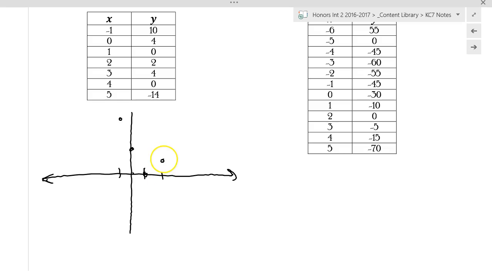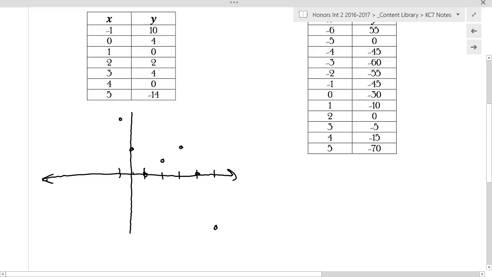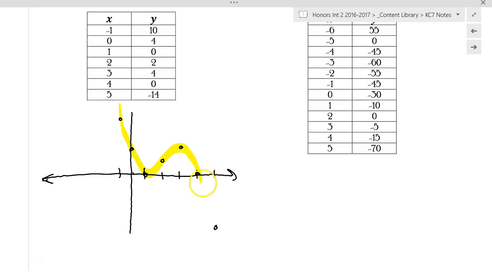2 is at 2, which is about there. 3 is about 4, which is about there. 4 is 0, which is about there. And 5 is negative 14, which is going to be somewhere down here. So now, if I were just to straight connect these points, my graph would look something like this. And with a graph like this, I can easily say where my maximum and minimum are.